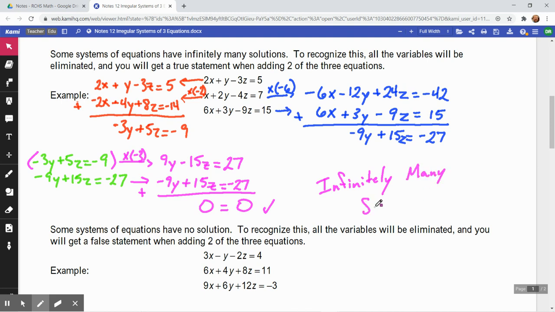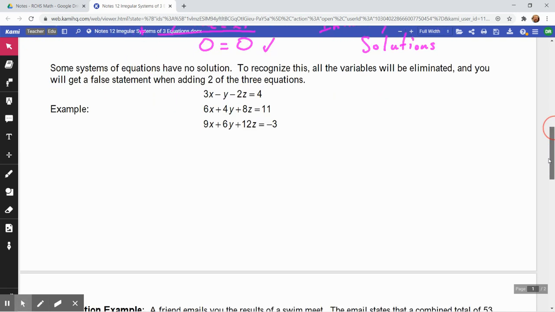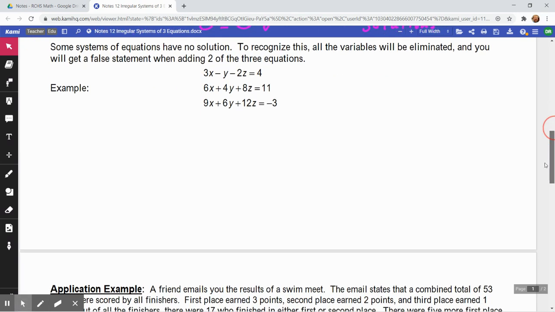And we kind of like these because the work stops early. There's not as much for us to do. Okay, so there's a case of infinitely many. Let's look at just one case where it's no solution, a very similar idea, right? We should see the variables cancel on that one too.